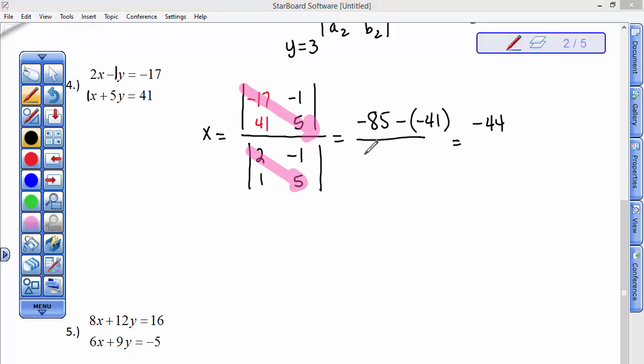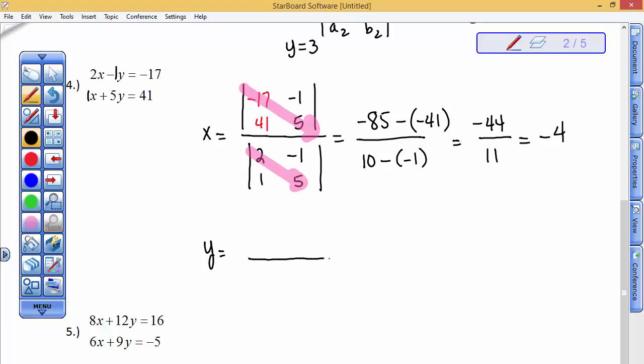When I solve for y in this problem, I'm going to put the negative 17 and the 41 over here, but right here I'm going to put the a values. That's the 2 and the 1. The denominator is going to be 11 still. So I'm going to have that product, which is 2 times 41 is 82. And I'm going to subtract a negative 17, which means I add 17, which means I get 99 divided by 11. And I find out that y is equal to 9. Please make sure you check these answers when you are done.